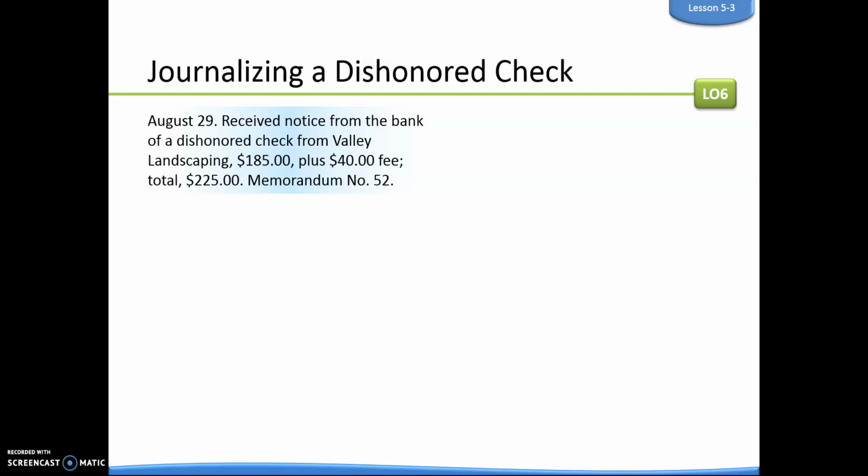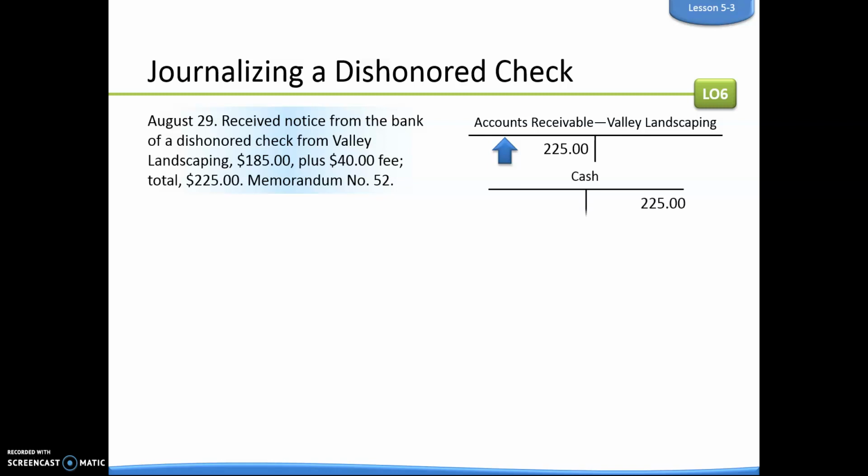So again, what's happening here is our accounts receivable is going to go up again because we didn't technically receive that money. We're going to charge them the $185 plus the $40 fee. And then we need to credit our cash because remember, originally we had debited cash, like we received that amount. So we need to credit it for the $225.